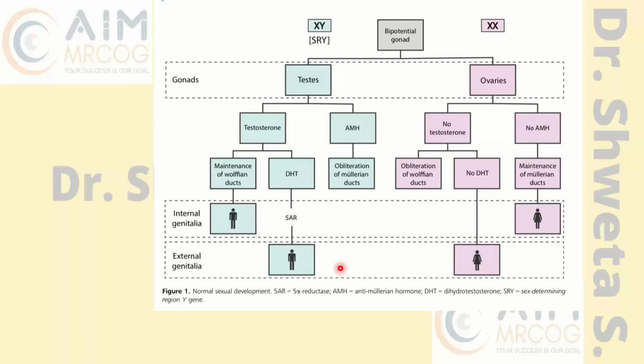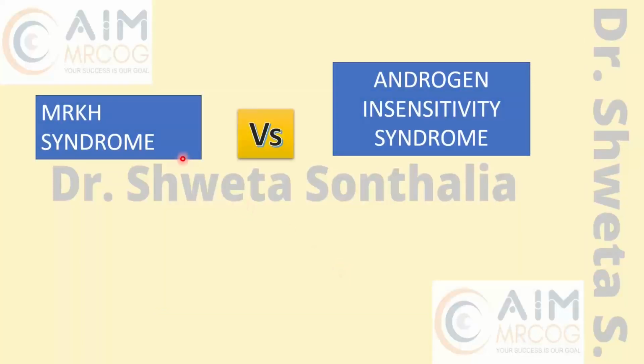Okay, great. Now, how will you differentiate both these conditions? Uterus is not there. Whenever in the question they have given you uterus is not there, then there are only two differential diagnoses, either MRKH or androgen insensitivity. So if uterus is absent, your diagnosis comes down to only these two conditions. So how will you differentiate MRKH from androgen insensitivity?